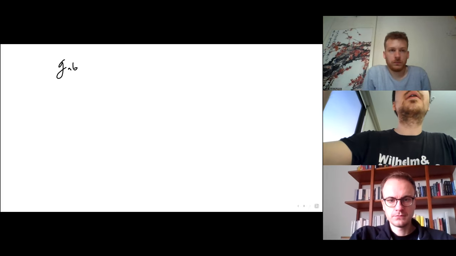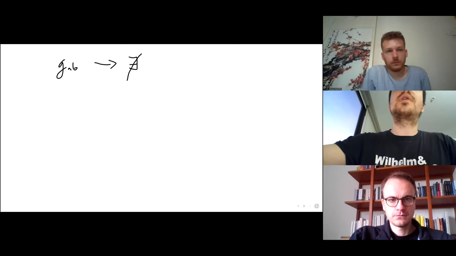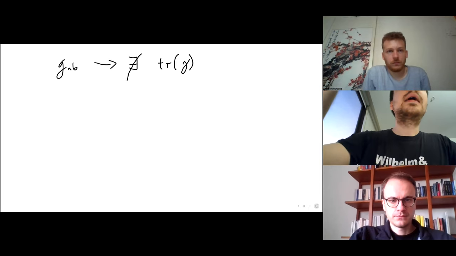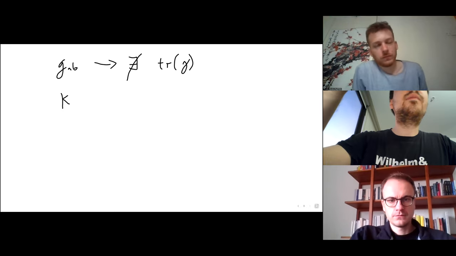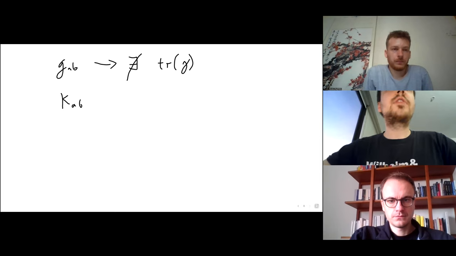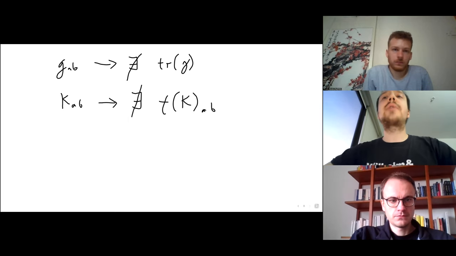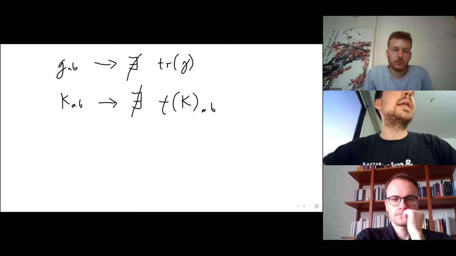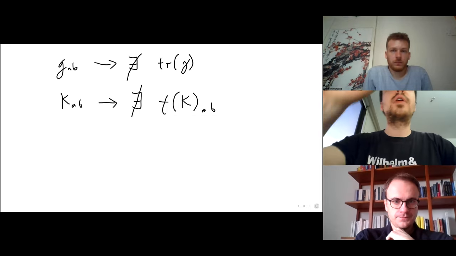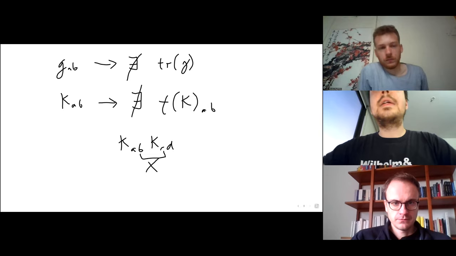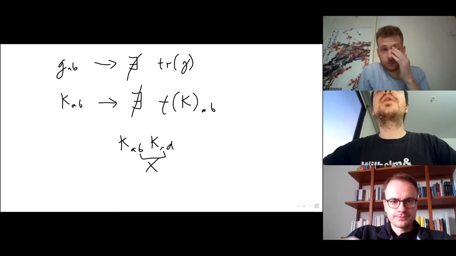What I want to emphasize is that, for example, if you have a bilinear form G A B, then there does not exist a trace of G. That doesn't exist because you cannot contract two lower indices. Similarly, if you have a bilinear form here with two lower indices, there does not exist a function f of K. There's no easy way to apply a function to K such that you get out again a bilinear form. In particular, the power series wouldn't make sense because you cannot concatenate. You cannot put K A B and then K C D, and contract B and C. It doesn't work.